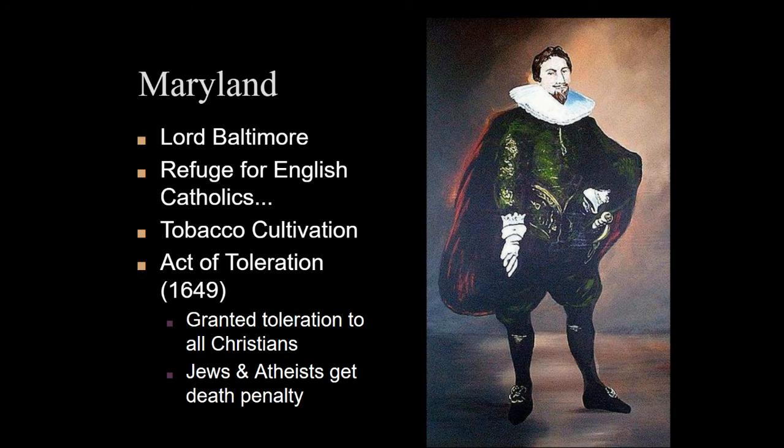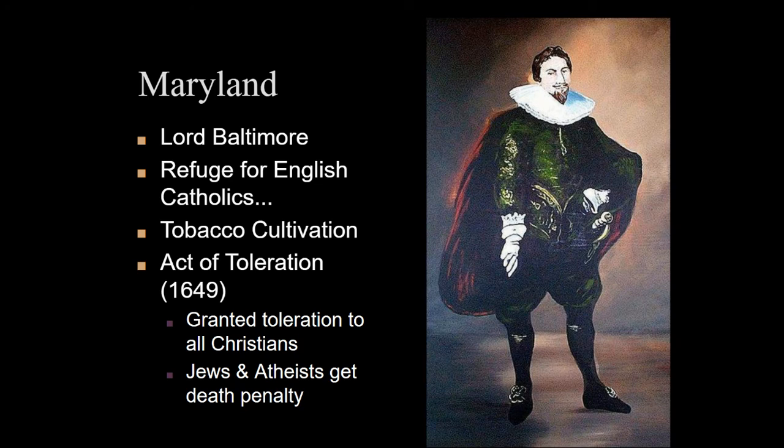They will cultivate tobacco, which is similar to Virginia. And in 1649, they're going to create the Act of Toleration. This is going to grant toleration for all Christians, but it's going to institute the death penalty for anyone denying the divinity of Jesus. This includes Jews and atheists. The motive of this is for Catholics to seek to protect their own faith by granting a certain degree of religious freedom.